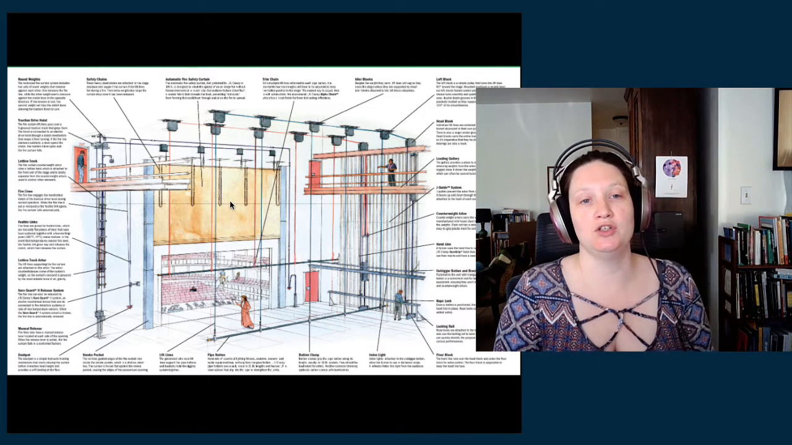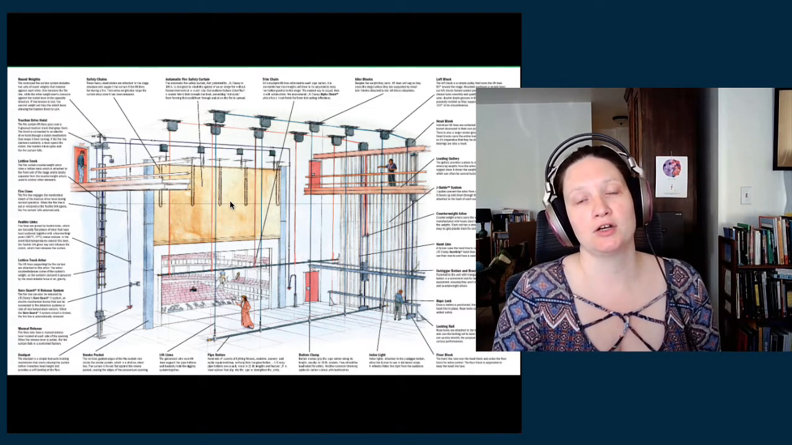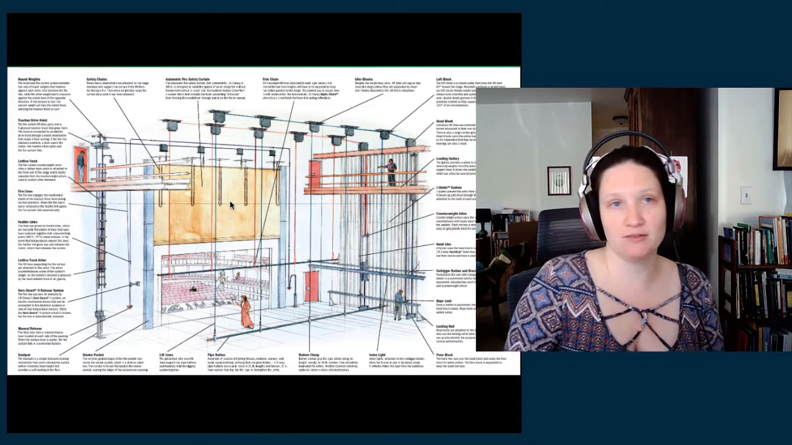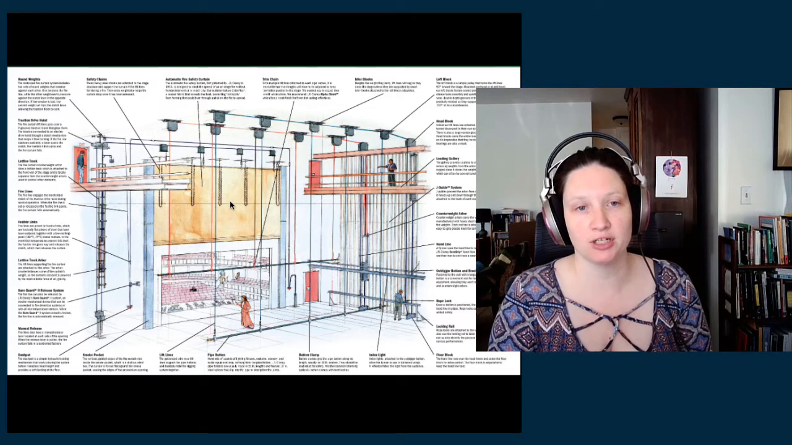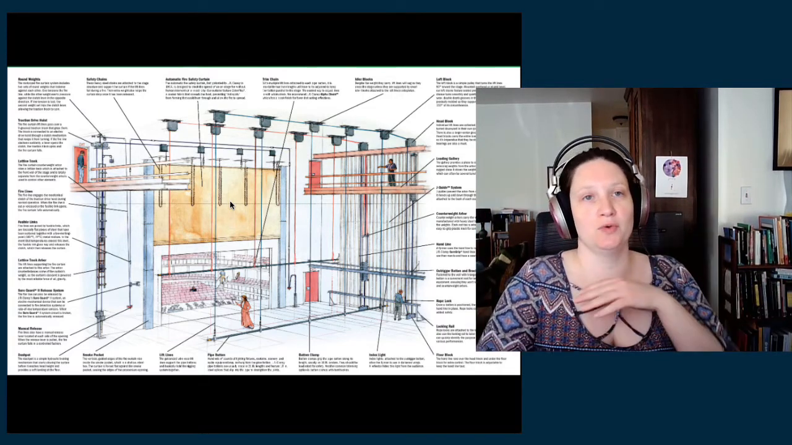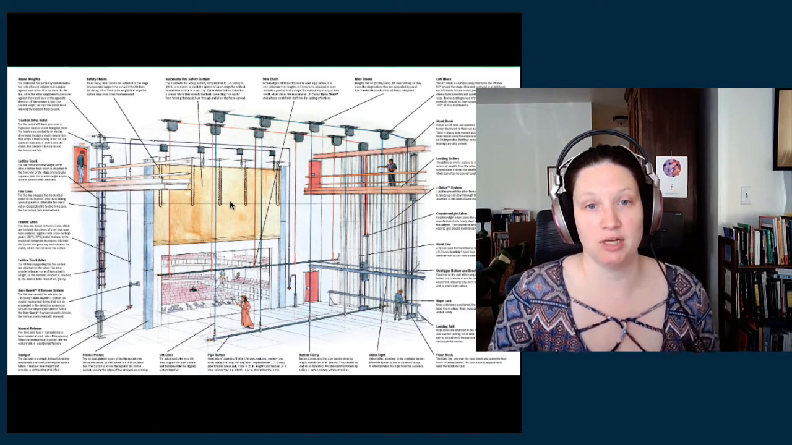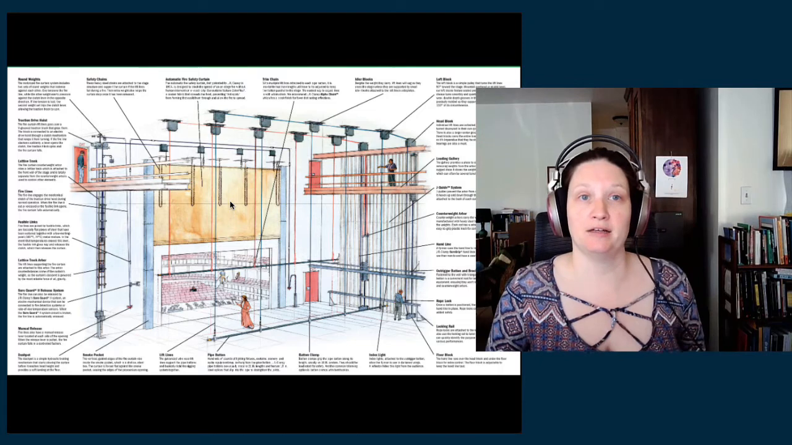So it's used for storage, it's used for creating scene changes, all of that kind of stuff is what our fly system allows us to accomplish. Everything from raising a curtain at the beginning to doing complicated scene changes in the middle of a show can be accomplished by the fly system if it's designed appropriately.